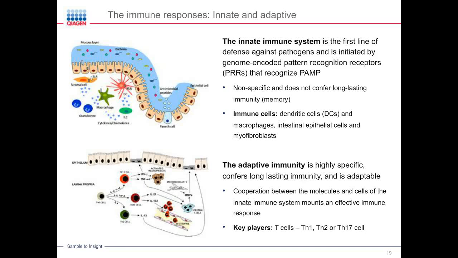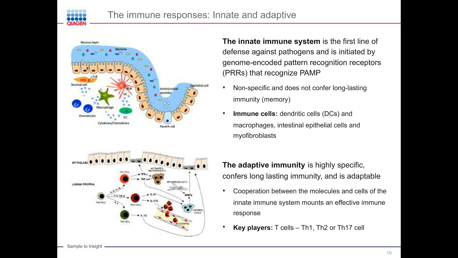the host defense mechanisms. This slide is what I call immunology 101, where we're talking about the innate immune system as well as the adaptive immune system. The innate immune system recognizes pathogens and is the first line of defense. It recognizes incoming pathogens via the complement system and pattern recognition receptors. It is not specific and does not confer long-lasting immunity. The major players are dendritic cells, macrophages, intestinal epithelial cells, and myofibroblasts. Pattern recognition receptors, like the TLRs, recognize pathogens, activate the innate immune response, initiate downstream signaling, and induce expression of inflammatory cytokines and the type 1 interferon response.